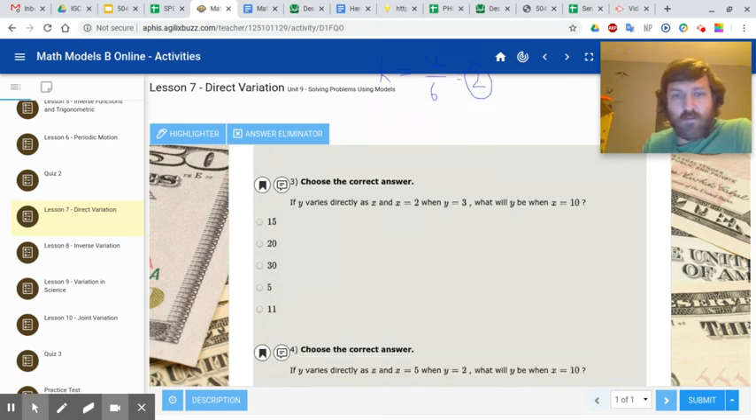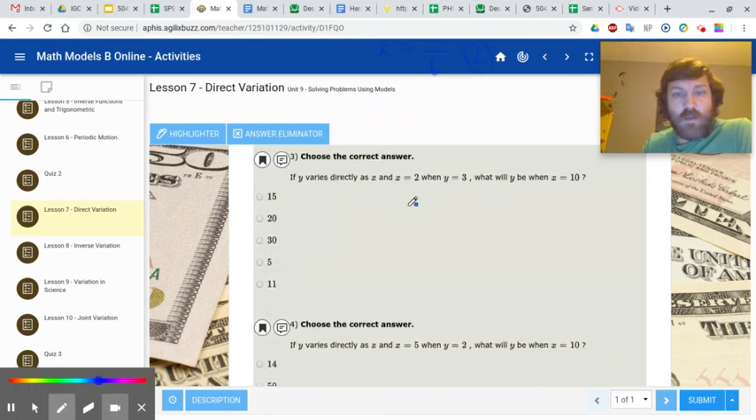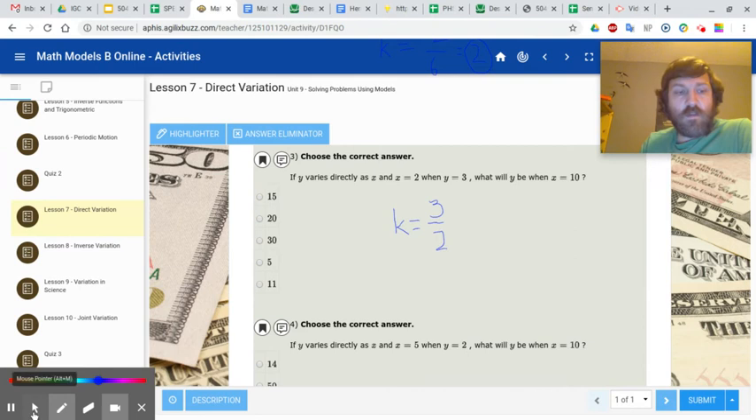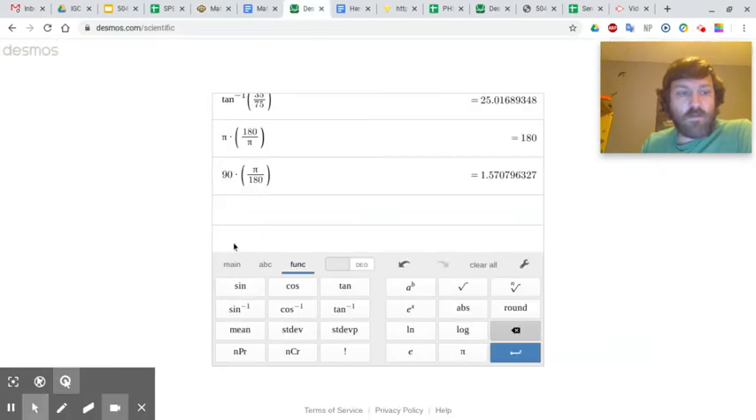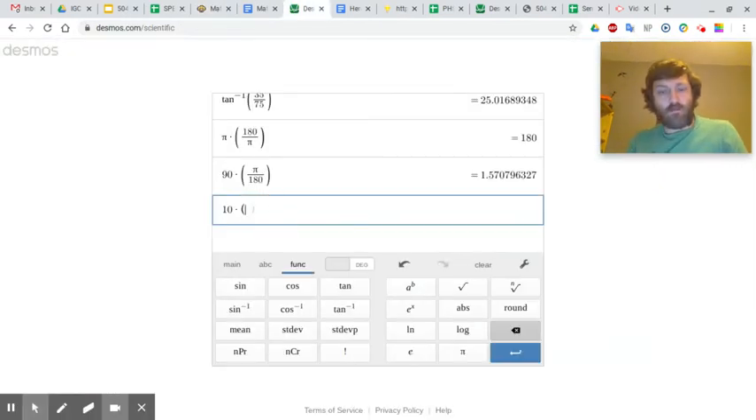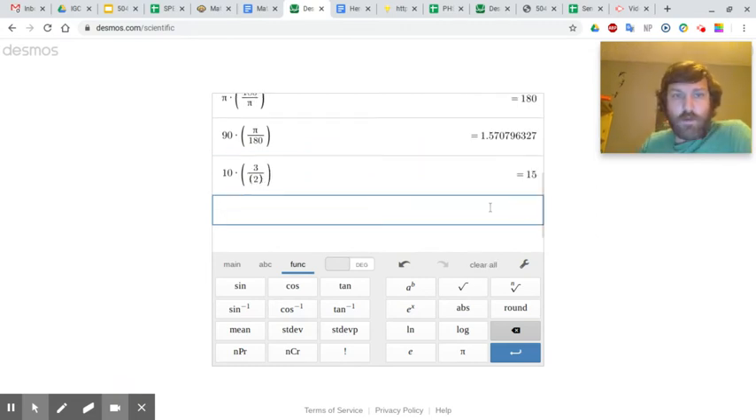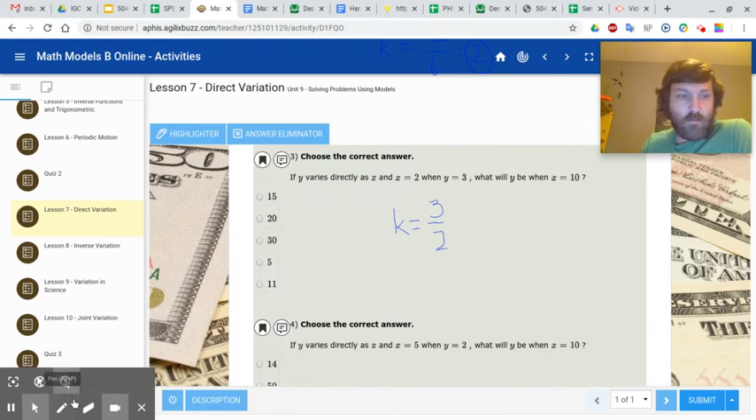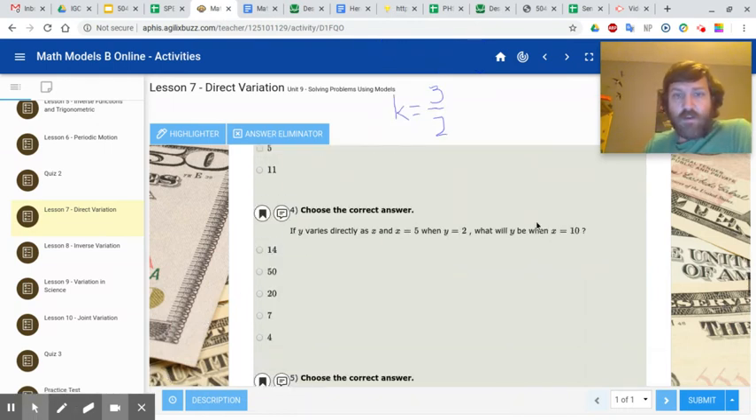So let's look at this next one, for instance. We're going to do k equals y over x, which in this case is 3 over 2. So there's really nothing to reduce there or simplify. So we know we're going to multiply 3 over 2 times 10. Let's jump over here to Desmos. We're going to do 10 times 3 over 2. And we get 15. And so that's how we know that the answer to this problem is 15. So that's how you're doing number 4.